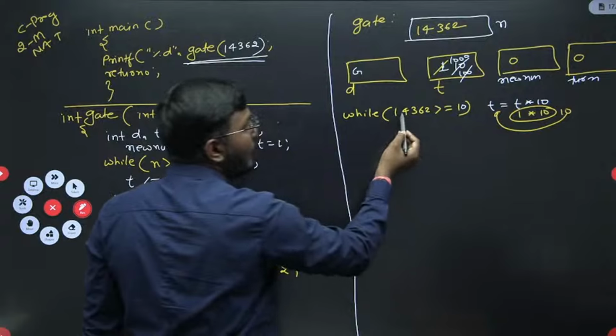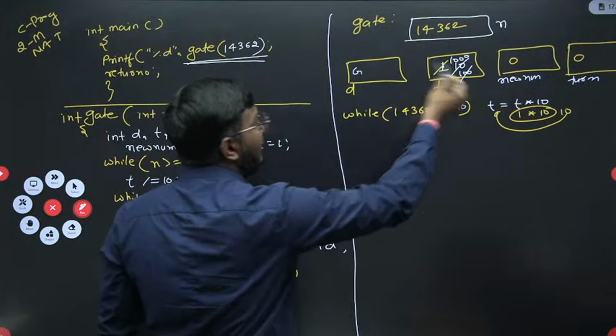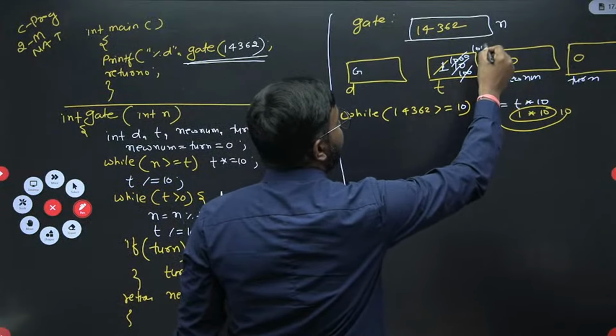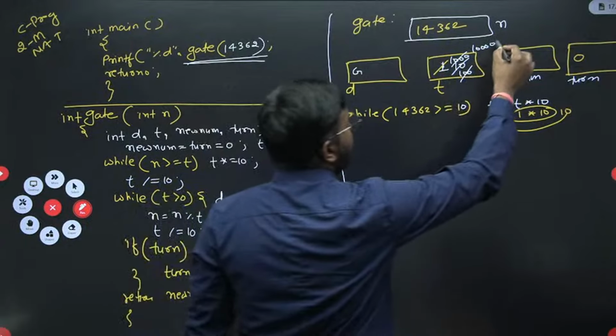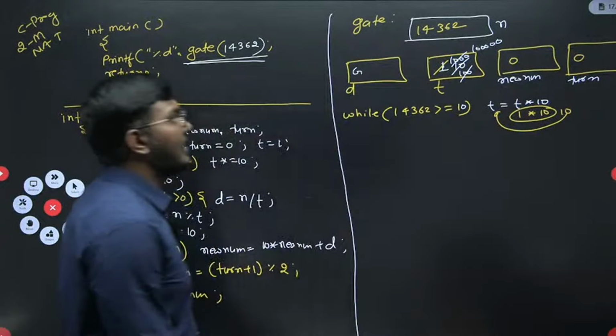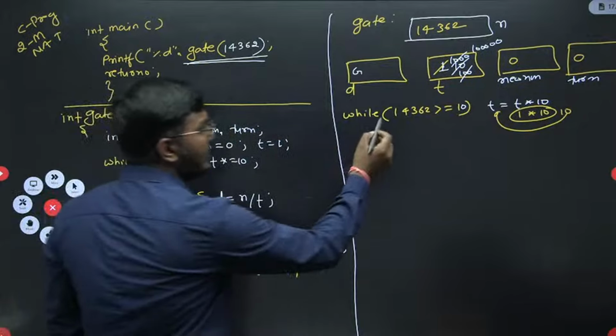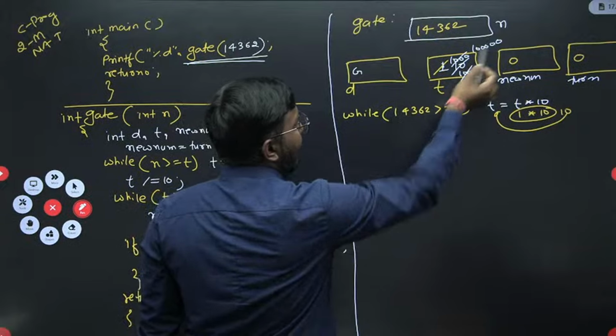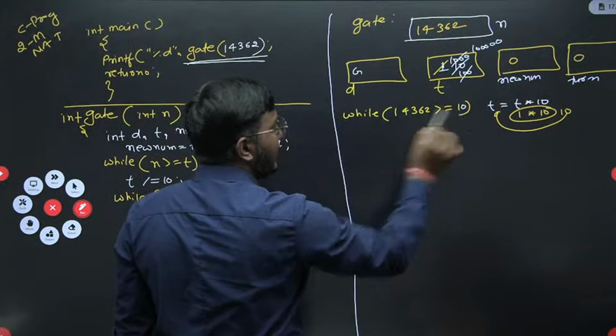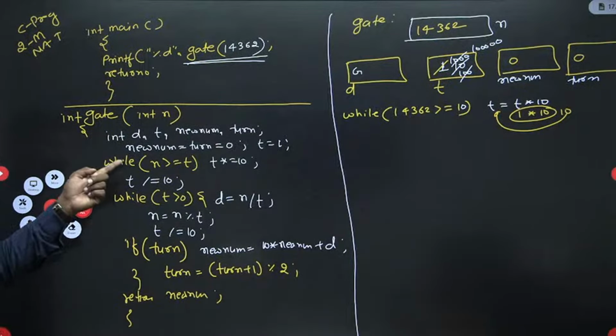So again n is greater than 1000, so again multiply by 10, so this value becomes 10,000. Still n is greater than 10,000, again multiply by 10 here. So this will become 1 lakh. Now the condition, n greater than or equal to 1 lakh, is false. If the condition is false, then the while loop will terminate.